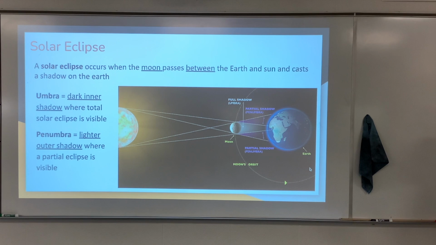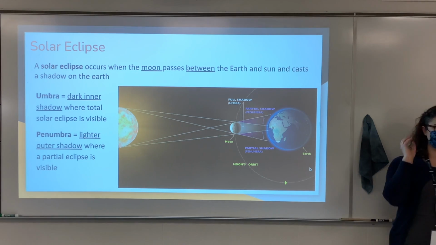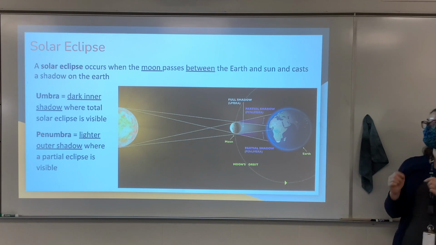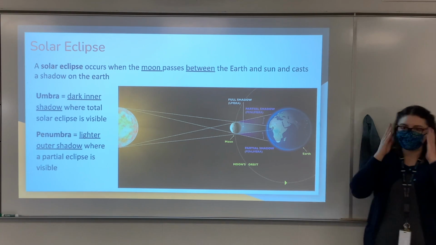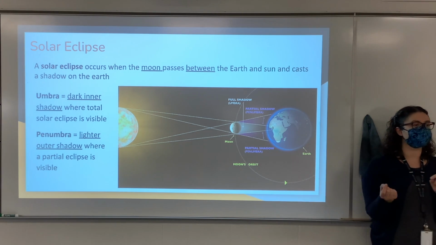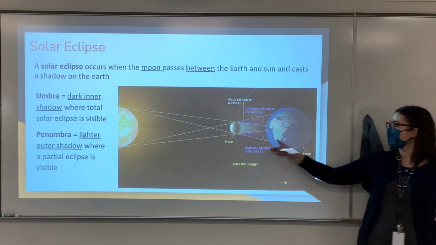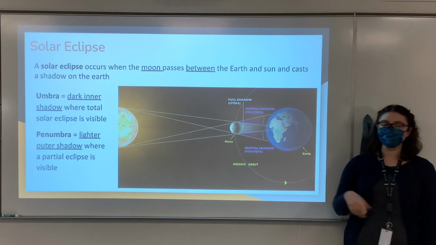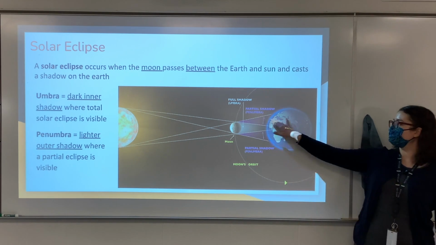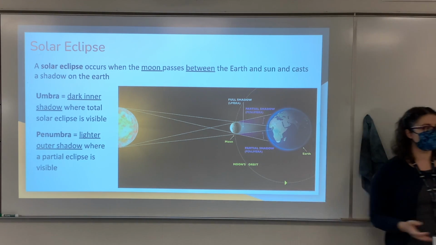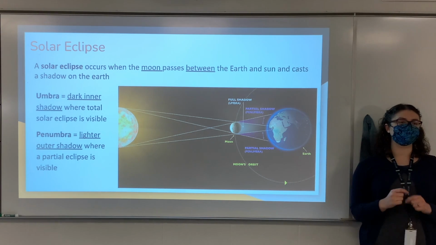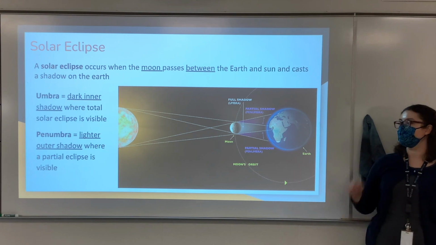A solar eclipse occurs when the moon passes between the sun and the earth, and it casts a shadow on the earth. Now, anytime you have an eclipse, there's two types of shadows associated with the eclipse. There is a dark inner shadow, which is called the umbra, and then there is a lighter outer shadow that's called the penumbra.